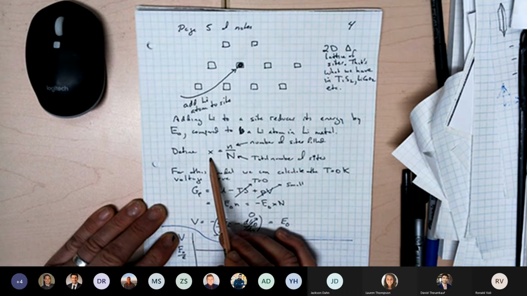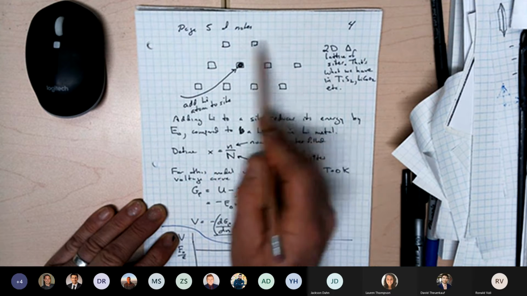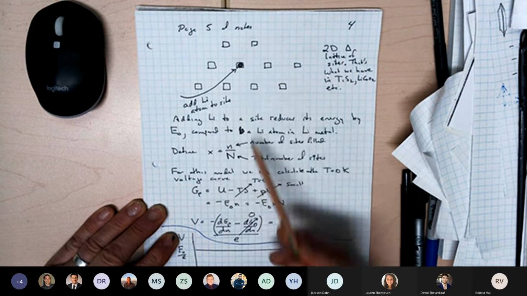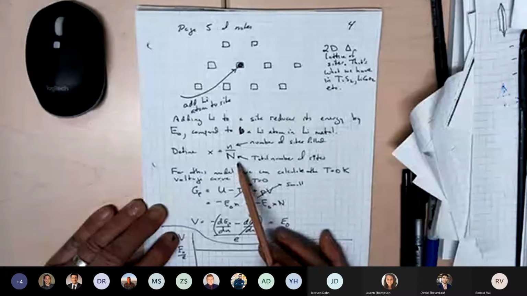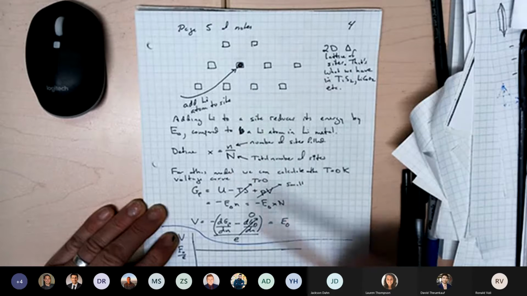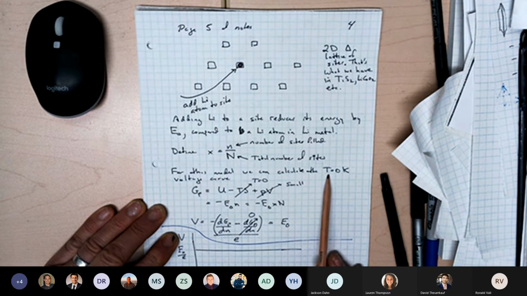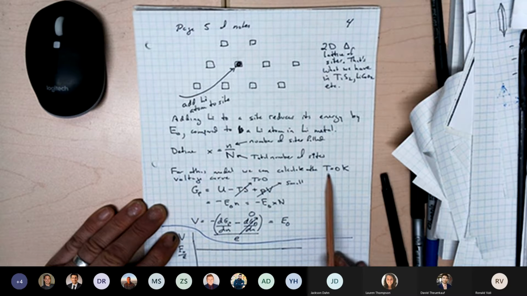And then we define the fraction of sites filled, X, equals the number of sites that are filled, so here it's just one site, divided by the total number of sites. And here there's 10. So here X would be 0.1. And for this model, we can calculate the voltage curve at 0 Kelvin. So how do we do that?